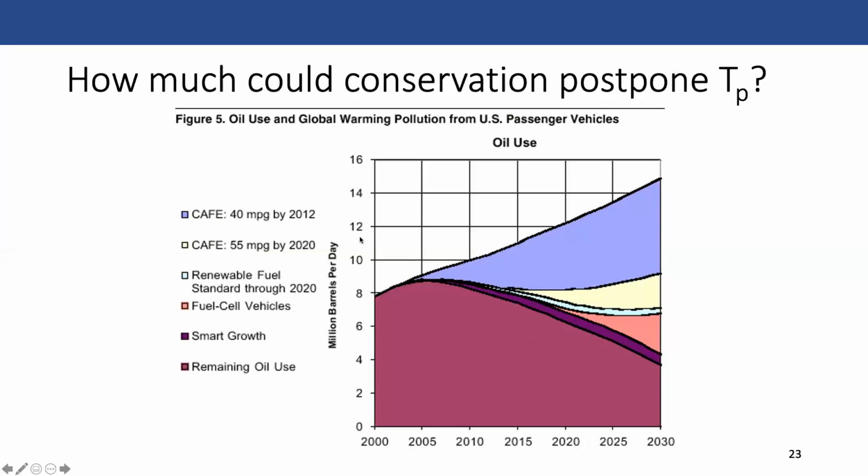And we're going anywhere from 14 or 15 million barrels of oil a day down to 4. But even in the most optimistic sense, it's going to be difficult to completely transition away.